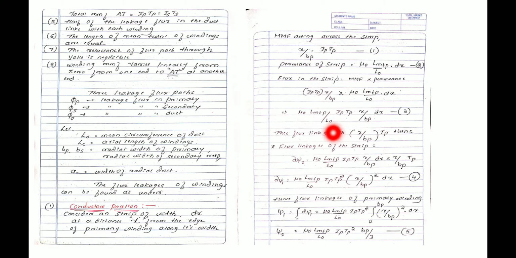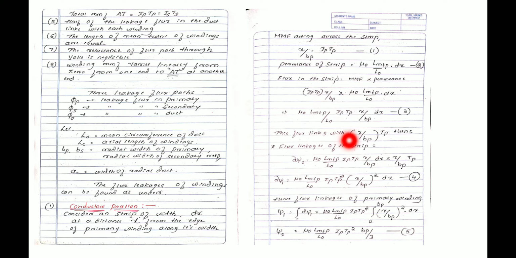Getting my point? Next, this amount of flux links with the windings, the turns. How many turns? Obviously, this flux links with the turns. So what are those links?